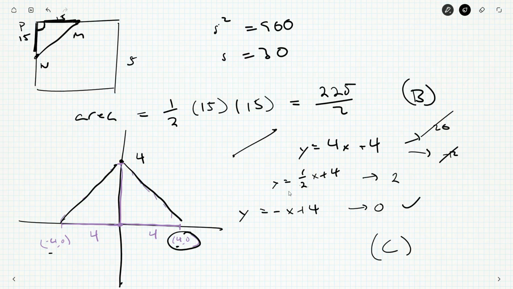But there we go. So C is our answer to 9, and I cannot wait to see question 10 and figure out its answer as well.